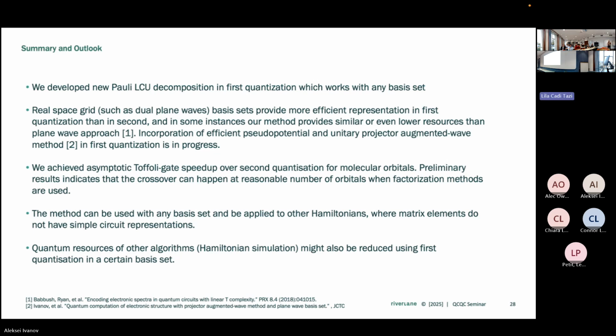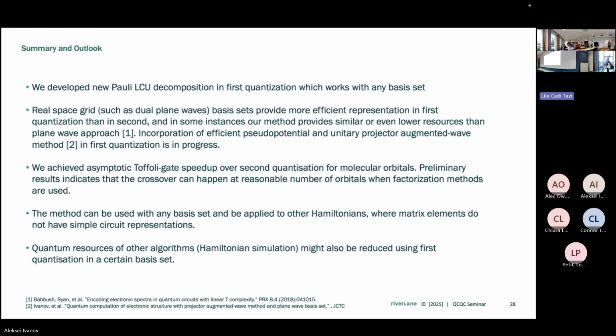And the nice thing about this approach is that we didn't take into account the structure of your Hamiltonian. So now you can imagine that if your matrix elements don't have a simple analytical representation, for example pseudopotentials, which are crucial to make this algorithm practical, you can easily implement them. It's literally just calculating these matrix elements on a classical computer. You don't need to modify your algorithm, just load them and see how it performs.